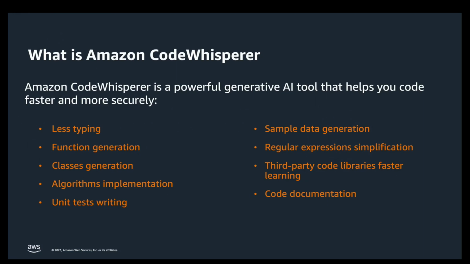Amazon CodeWhisperer is a powerful tool that helps us code faster and more securely. CodeWhisperer helps us ensure that we have less to type, generates functions and classes from comments, implements algorithms and writes unit tests, and also generates data, helps simplify regular expressions, and helps us learn how to work with third parties in a faster way, but it can also document code.